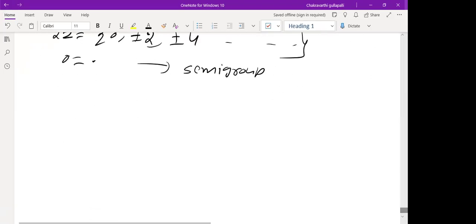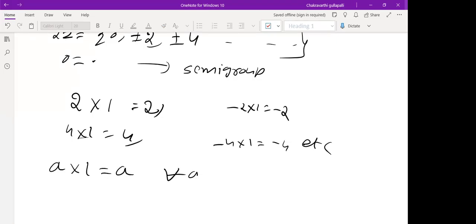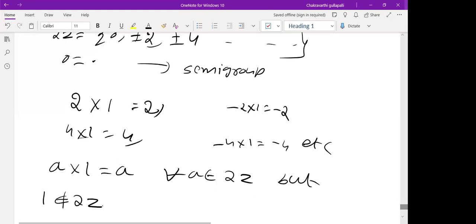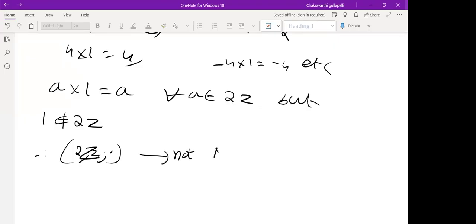Why does identity not exist? If you take any even integer, 2 into something should give 2. It is 1. Minus 2 into 1 is minus 2, satisfied. Similarly with respect to 4: 4 into 1 is 4, minus 4 into 1 is minus 4, etc. Any even integer multiplied by 1 gives A, for all A in the set. But 1 is not even. 1 does not belong to the set 2Z. Therefore, we say that it is not a monoid. Hence, 2Z comma dot is not a monoid.